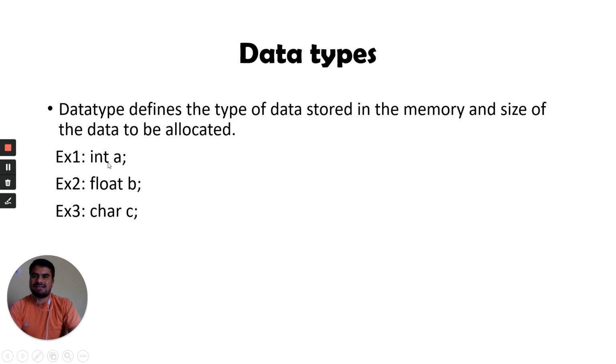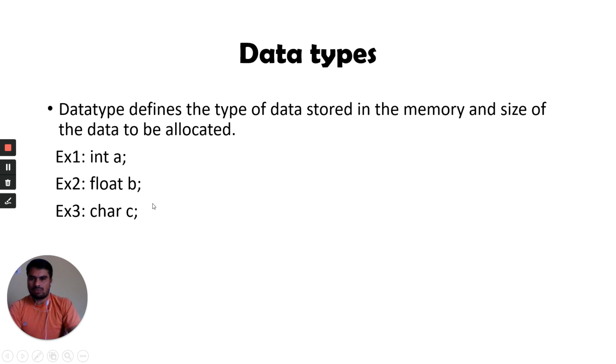We checked it already. Float B. B is a variable, float is a data type. B is associated with the float data type. Its size is 4 bytes of space. Character C. C is a variable, character is a data type, and its size is 1 byte.